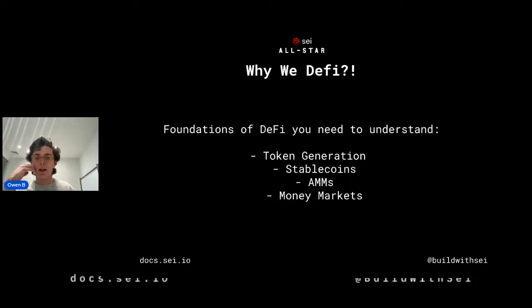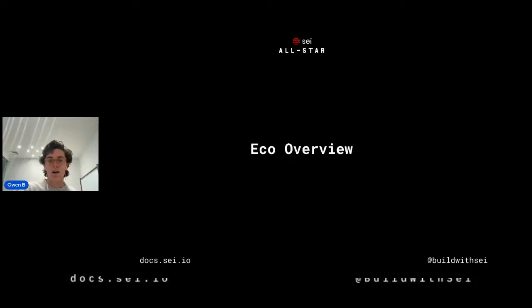Stablecoins, definitely needed. AMMs, which are DEXs, this exchange of value where I want to swap. And then money markets, right? I want to put in some collateral and borrow against this. Again, very TradFi. With that, we'll go into an ecosystem overview.